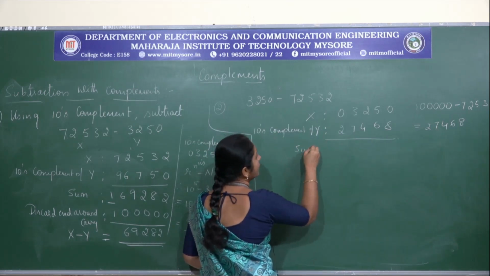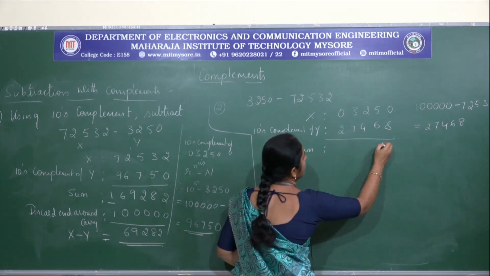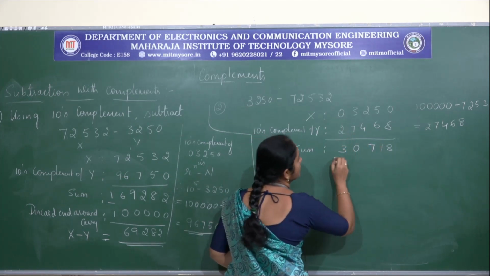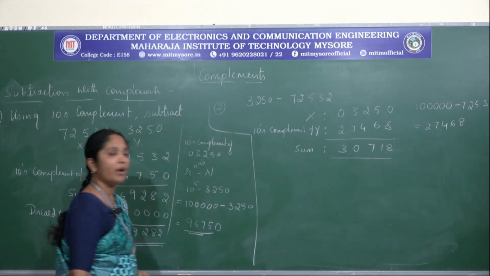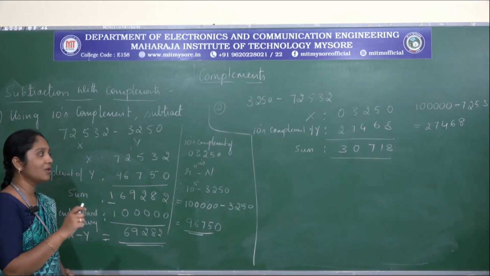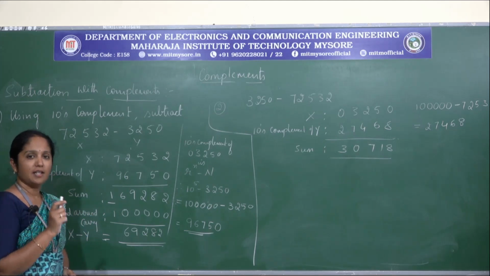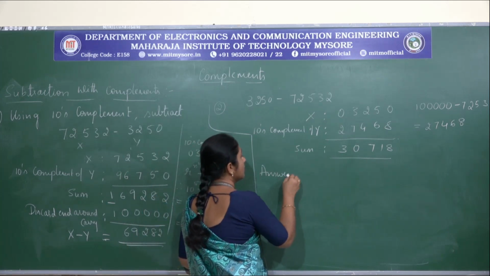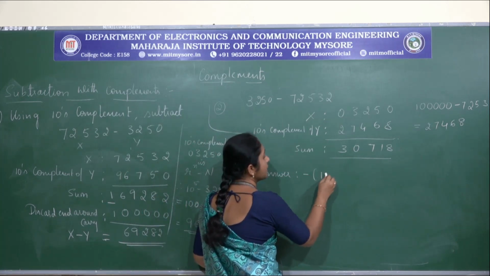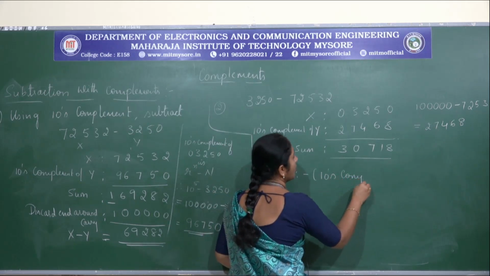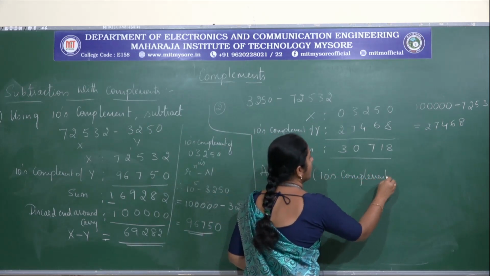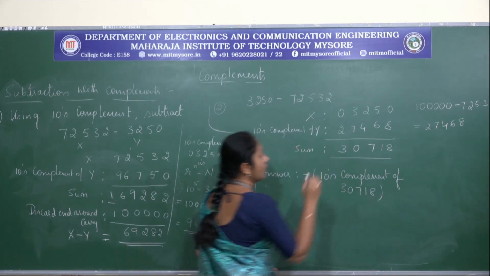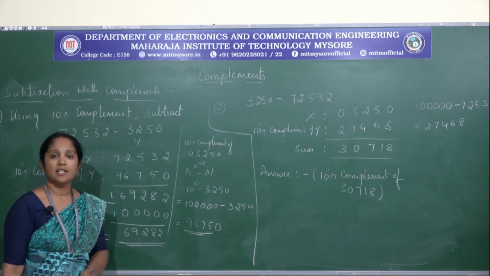We need to add these two. 8, 11, 7, 10. So there is no end around carry. You need to remember the answer is negative. So the answer in this case is minus the tens complement of 30,780.